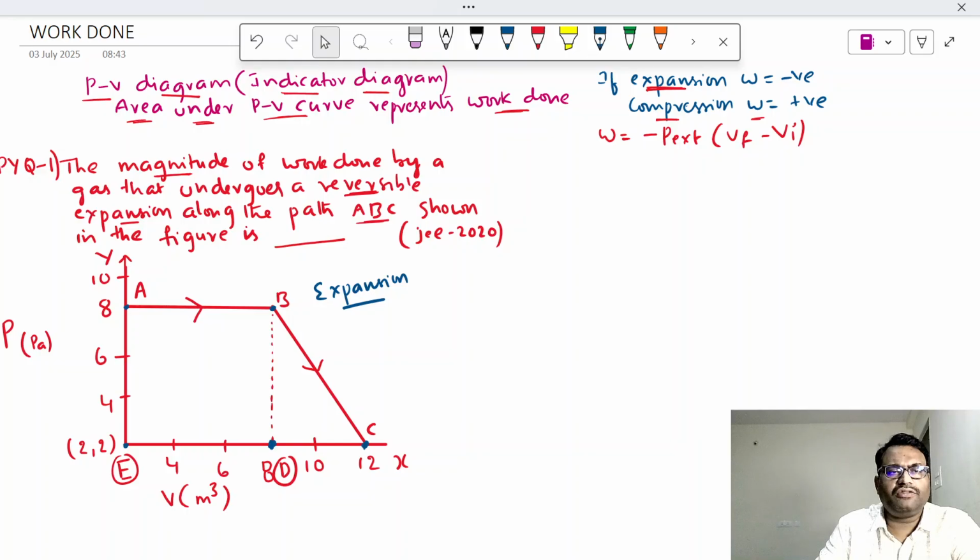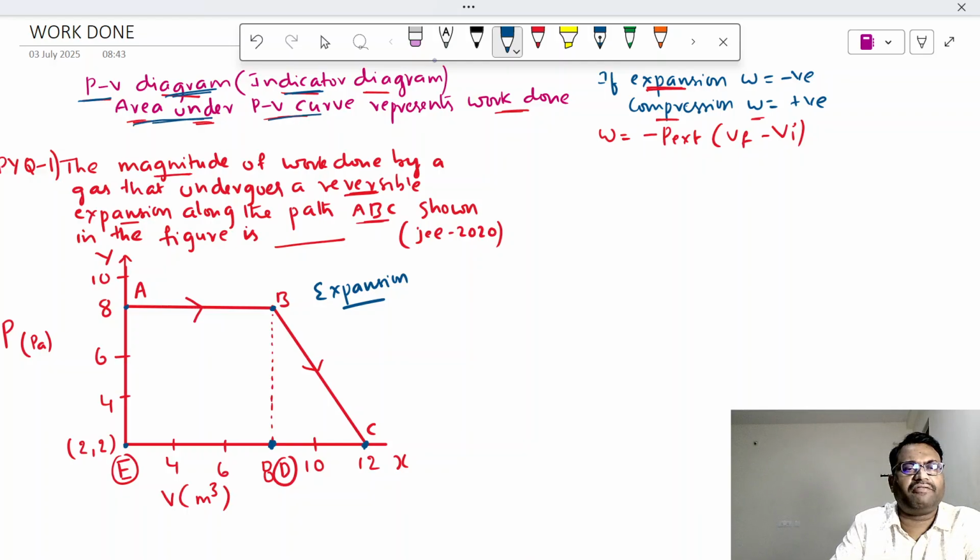In this session we are going to learn about work done when a curve or graph is given. So let us see here. This is a PV diagram. So PV diagram is also called as what? Indicator diagram. Area under PV curve represents work done. Okay, area under PV curve.